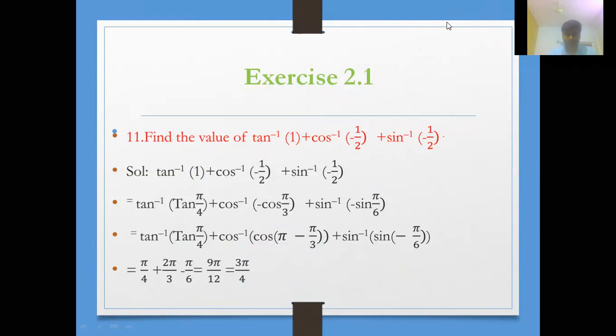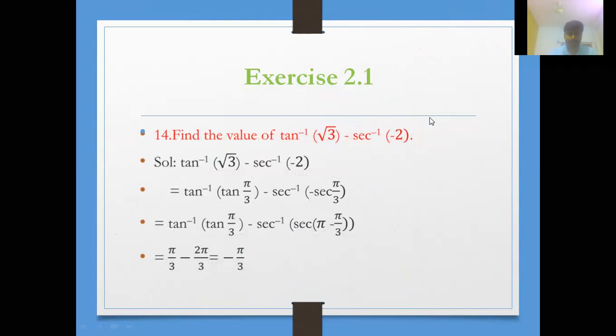So now question number 14. Tan inverse of root 3 minus secant inverse of minus 2. So here also, can you try to answer this directly? It's very easy. Tan inverse of root 3 means, where will you get root 3 for tan? 60. So pi by 3 can I write?